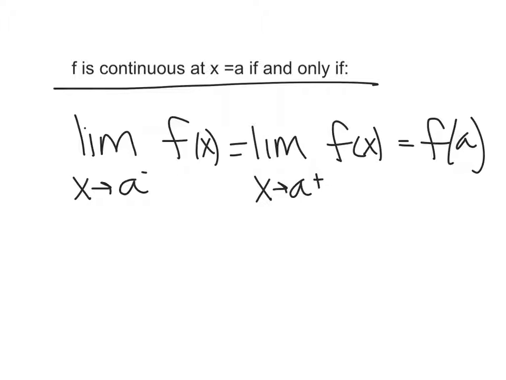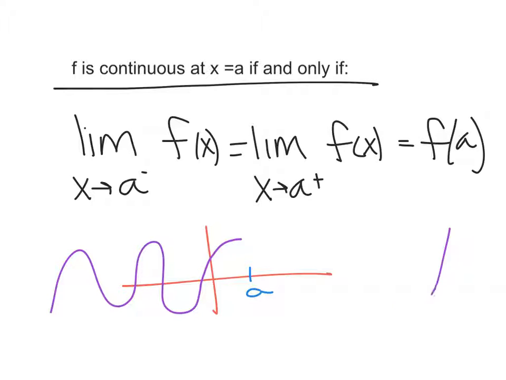So sometimes we call that the three-headed monster. In order for something to be continuous, three things have to hold. So if this is a, when I come in from the left and I come in from the right, it doesn't matter what's happening, where they meet has to be a filled-in circle. It has to be continuous.